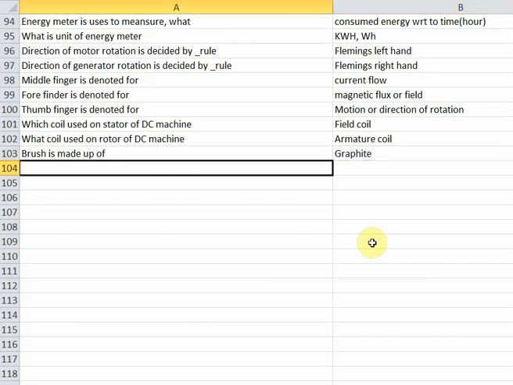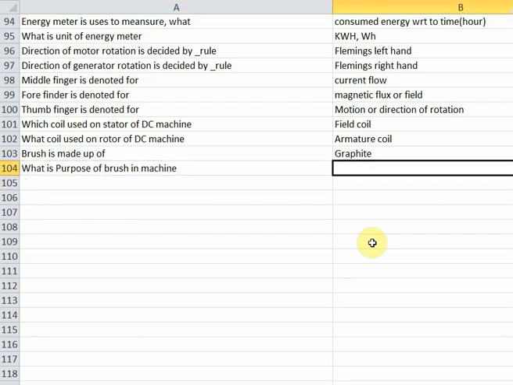What is the purpose of the brush in machines? Supply the current or extract the current. What is the meaning? Supply the current means when it is a motor, it supplies the current. Extract the current means when it is a generator, it extracts the current.